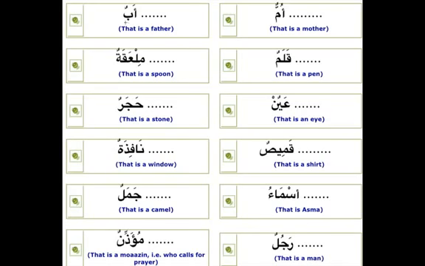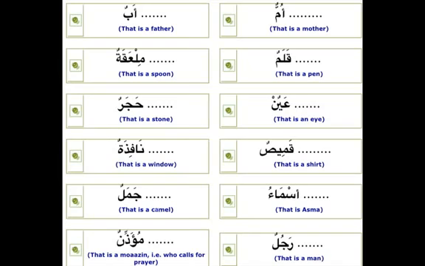Same thing here, let's quickly go through this. Abun. Abun is a male, so we use ذلك abun. ملعقة has a ta marbuta, feminine. So we say تلك ملعقة. Hajarun is a male object, so we say that is a stone: ذلك حجر. And نافذة means window, and it's a feminine word. So we use تلك.